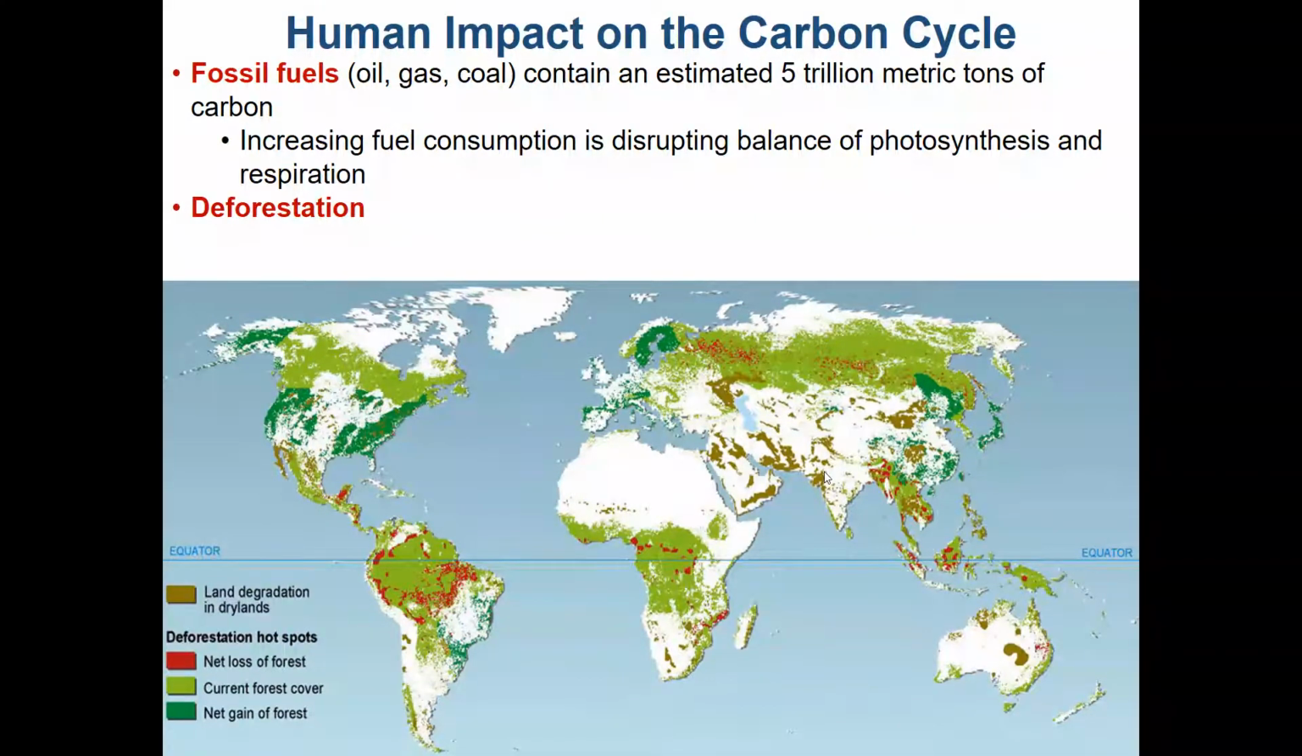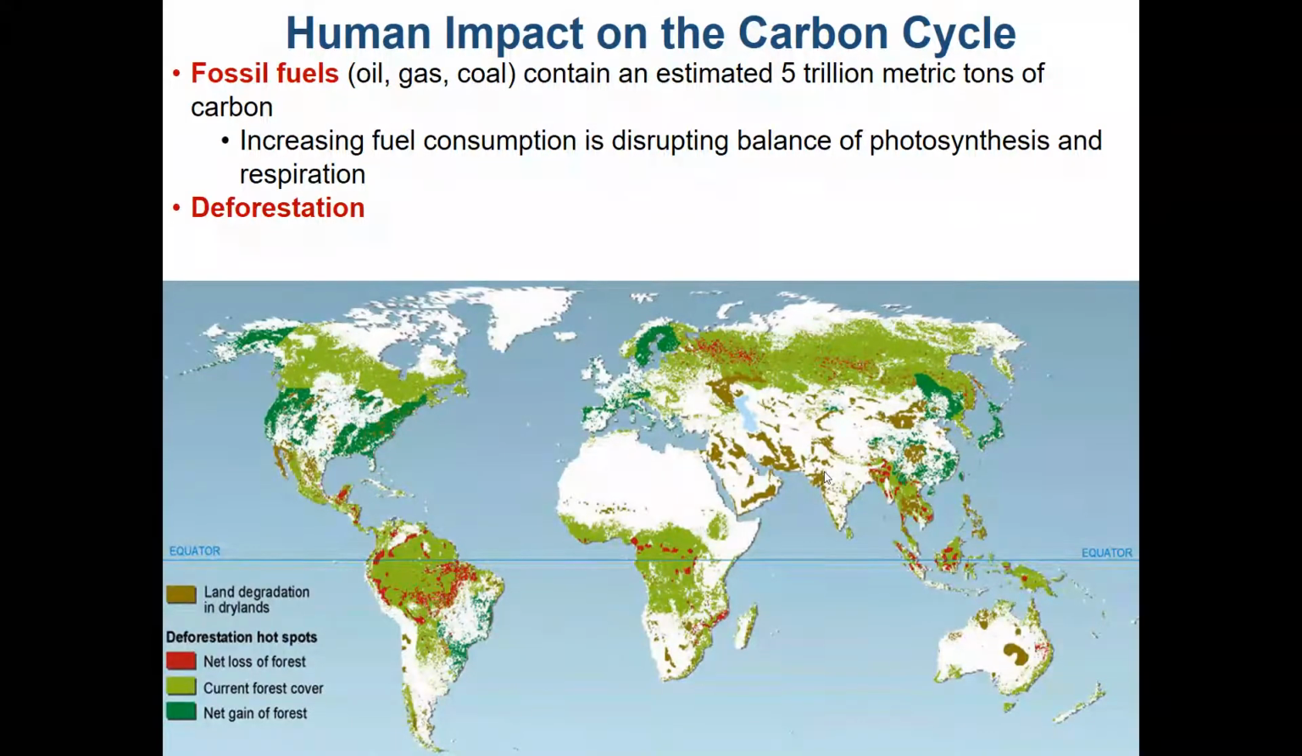Analyses of air bubbles trapped in glacial ice show that this pattern of persistent increase began earlier with the onset of the Industrial Revolution in the 19th century. So this increasing fuel consumption is disturbing the balance of photosynthesis and respiration.